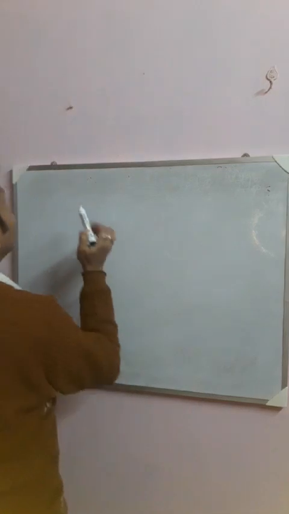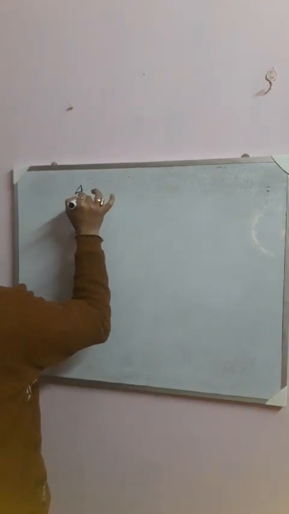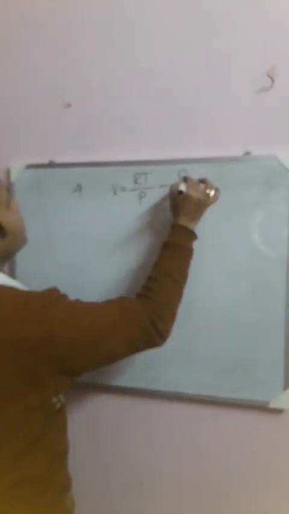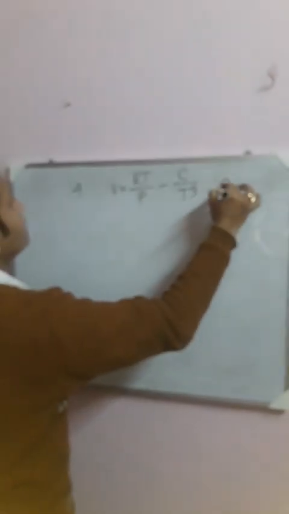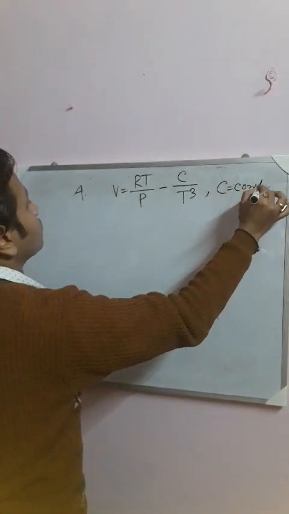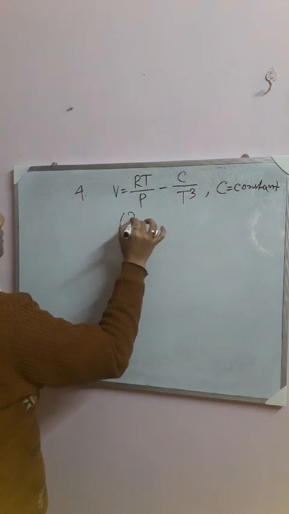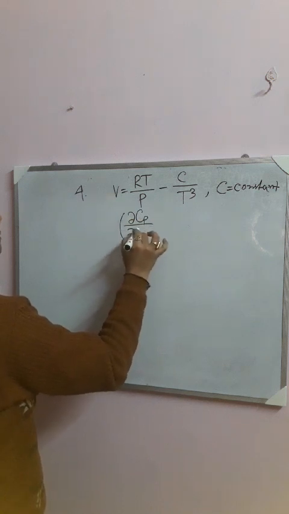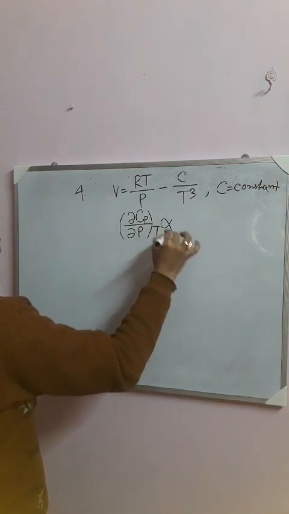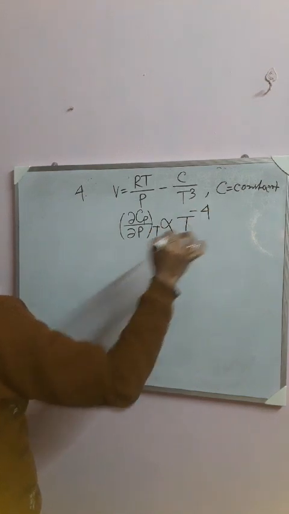Now, today the problem number 4 is that given that V equals RT upon P minus C by T cubed, where C is a constant. We have to show that del Cp by del P at constant temperature is proportional to T to the power minus 4.